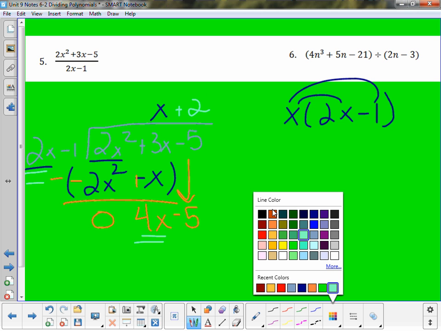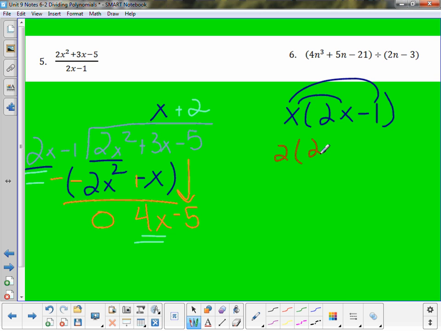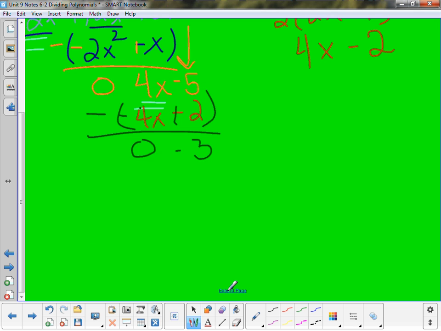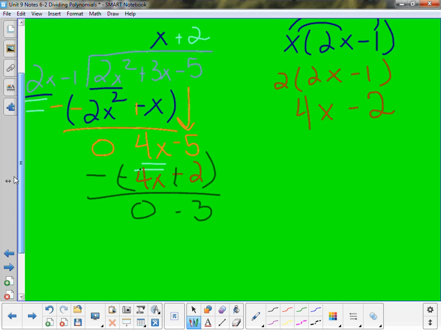So then what I'm going to do is I'm going to take 2 times 2x minus 1. Well, that's going to give me 4x minus 2. So I have 4x minus 2. Now we're subtracting that off, so I'm going to put parentheses, and I'm going to change the signs of everything because we're subtracting. 4x minus 4x is 0. Negative 5 plus 2 is actually going to give me a negative 3. So now I'm down to just a number. So again, I have a remainder on this one.